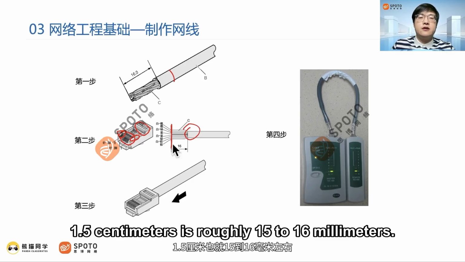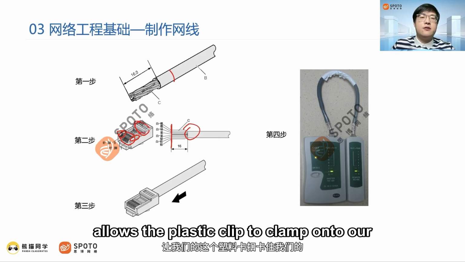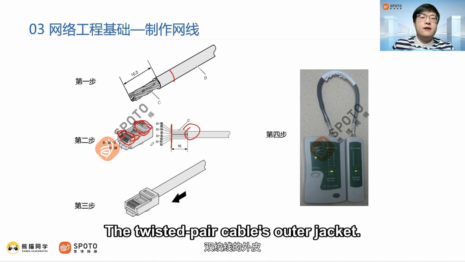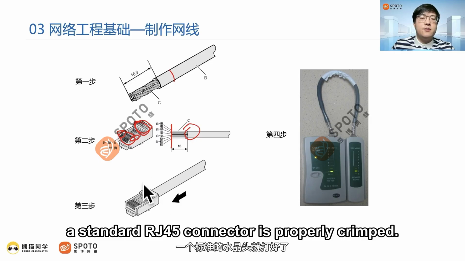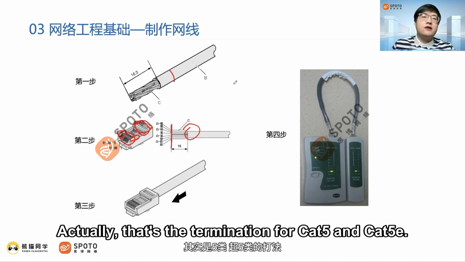1.5 centimeters is roughly 15 to 16 millimeters. After inserting it, crimping it just right allows the plastic clip to clamp onto our cable's outer jacket, the twisted pair cable's outer jacket. And in this way, a standard RJ45 connector is properly crimped. Actually, that's the termination for Cat5 and Cat5e.